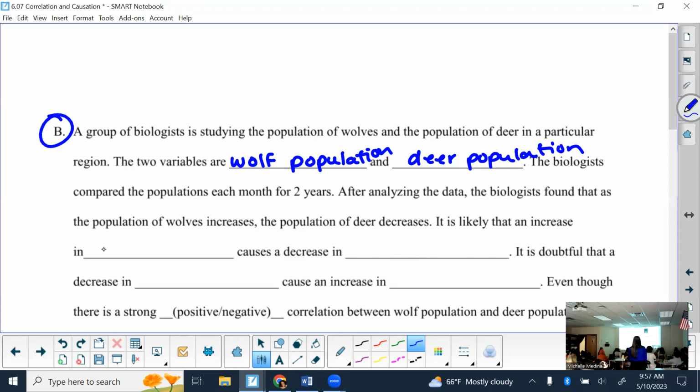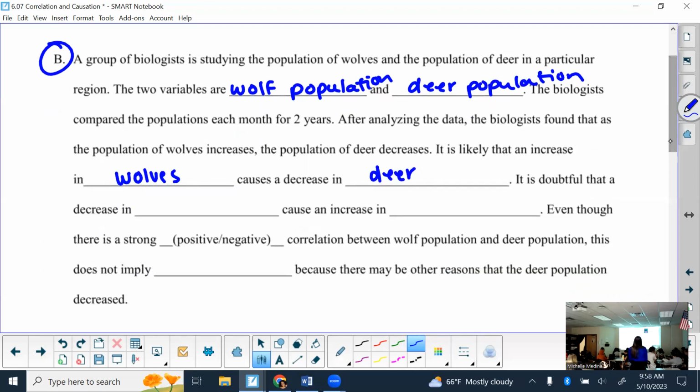So what's the first blank? Wolves cause a decrease in what? Deer. Right, not the other way around. It's not like an increase in deer causes a decrease in wolves. So then it is doubtful that a decrease in blank causes an increase in what? A decrease in deer causes an increase in wolves. So it's not like the deer leave and the wolves tend to thrive. All right, that's not likely.